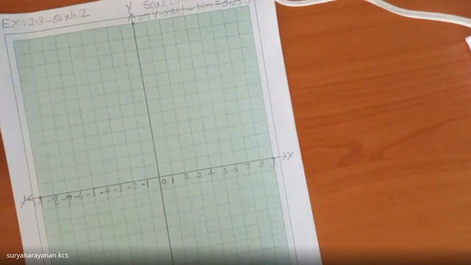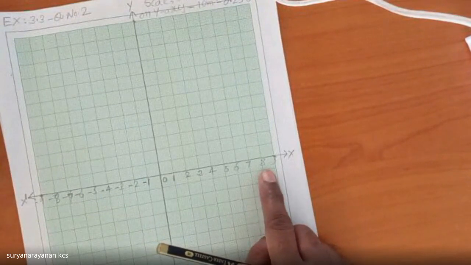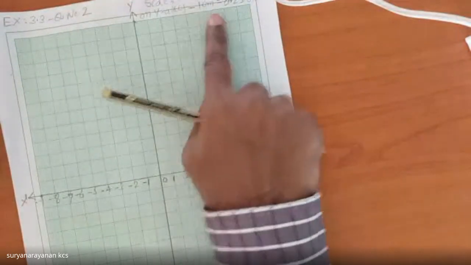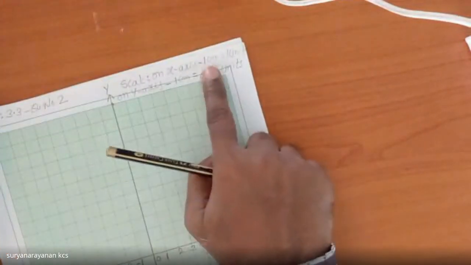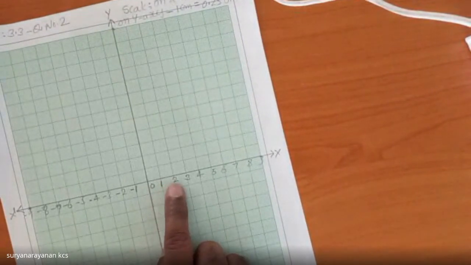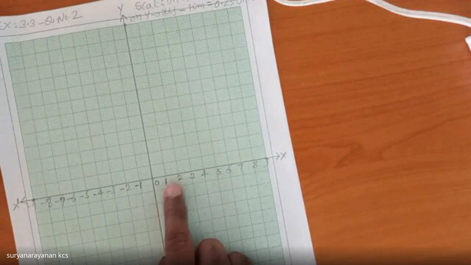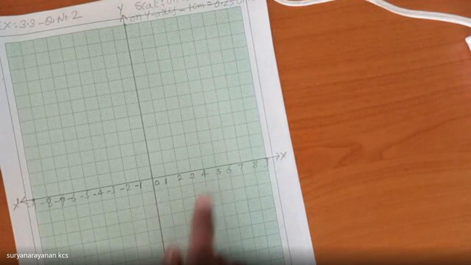Have you marked and labeled these points on the x-axis? We have taken on the x-axis 1 centimeter is equal to 1 unit. So after every 1 centimeter, we have written 1 unit: 1, 2, 3, 4, 5, 6, and so on.